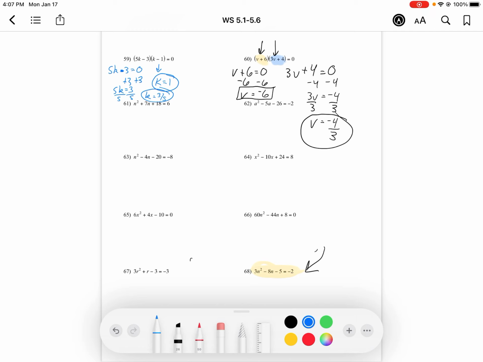Now number 61, be careful. It's not in factored form, but before you even think about factoring it, make sure it's set equal to 0 first. We have to subtract 6 to get the right side to equal 0. I keep on writing equal signs when I should be writing other symbols. There we go. What you do to one side, you do to the other, so now we have a 12 for the constant on the left side.